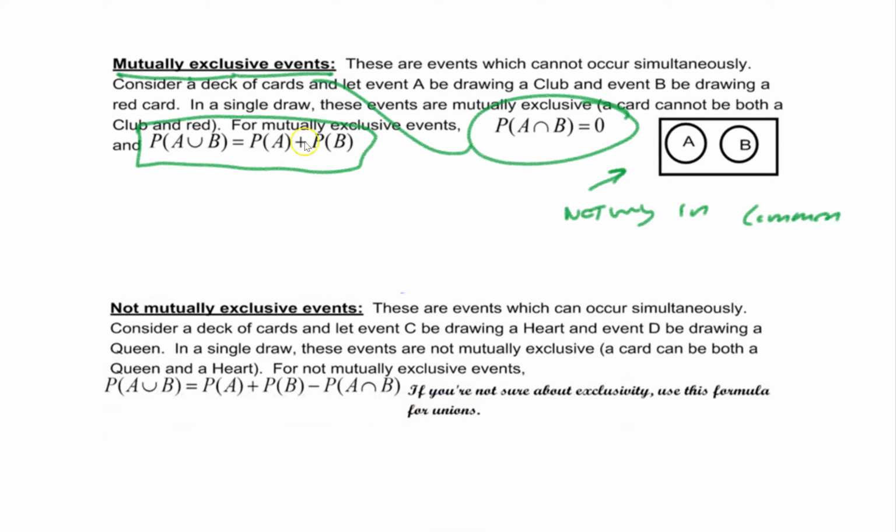So if they ask you, are these two mutually exclusive, you can use the formula to check it. Or you can just be like, yes or no. No, they have nothing in common. Or yes, they have nothing in common. Or no, they have something in common.